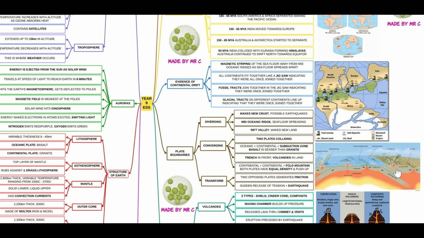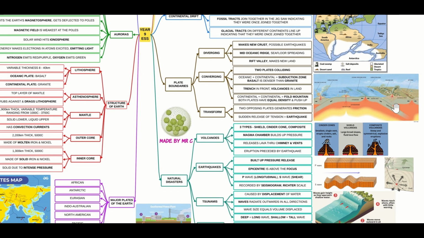Then we've got different plate boundaries. There are 3 different types of plate boundaries. There is diverging, converging, and transform. Diverging makes new crust, and when it does so, earthquakes are possible. Diverging, there are 2 types. There's the mid-oceanic ridge, which allows for seafloor spreading, and we've also got rift valleys, which makes new land.